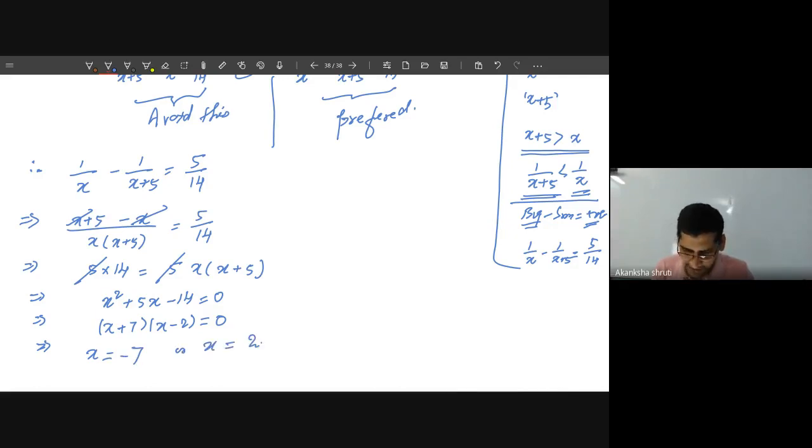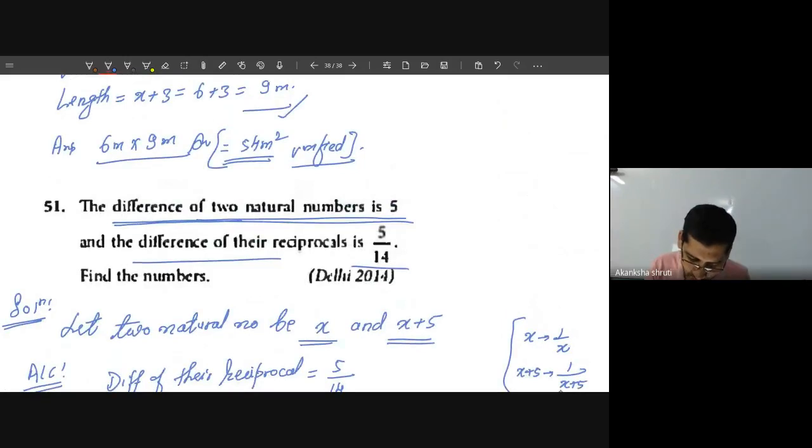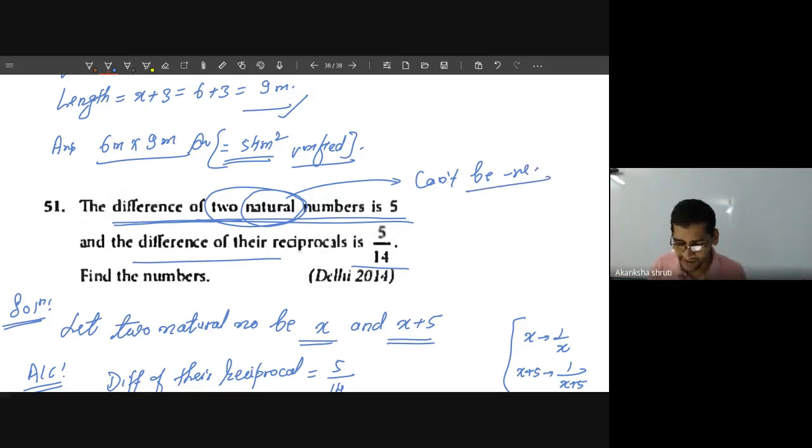This is possible. Is it possible? Natural number. Why is it given as natural number? Students, we have to read the question carefully. So natural number cannot be negative. So a negative value is not possible.